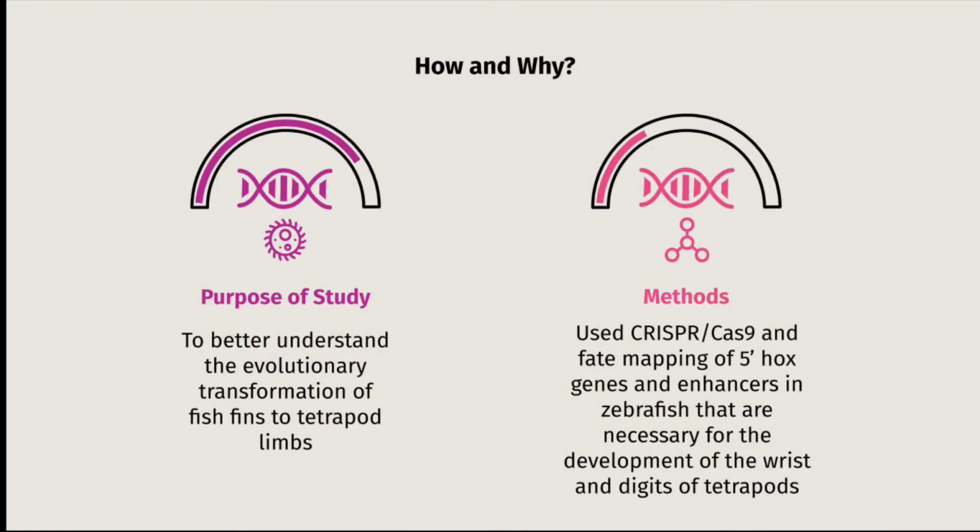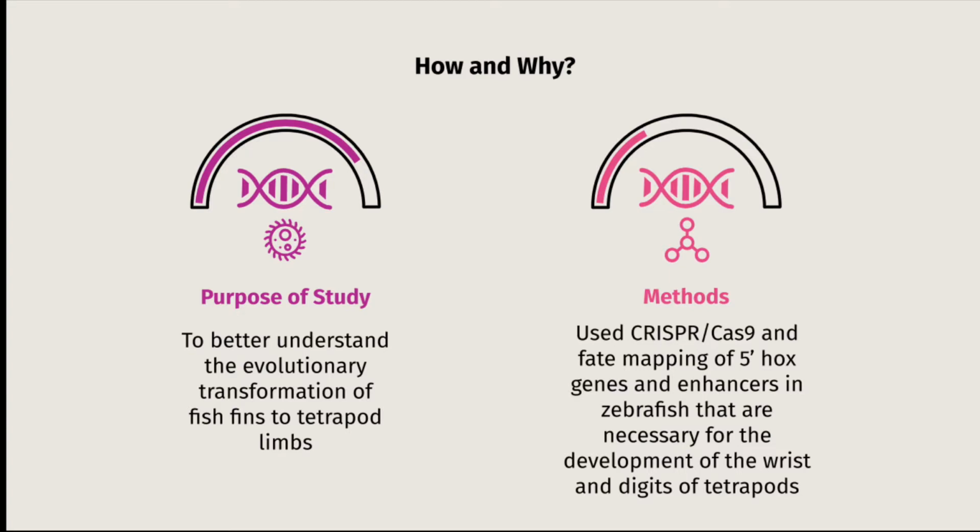So I wanted to talk about how and why these researchers decided to do this study. They wanted to better understand the evolutionary transformation of fish fins to tetrapod limbs, and they used CRISPR and Cas9 as well as fate mapping of 5' Hox genes and enhancers that are necessary for the development of wrists and digits in tetrapods in order to do so.